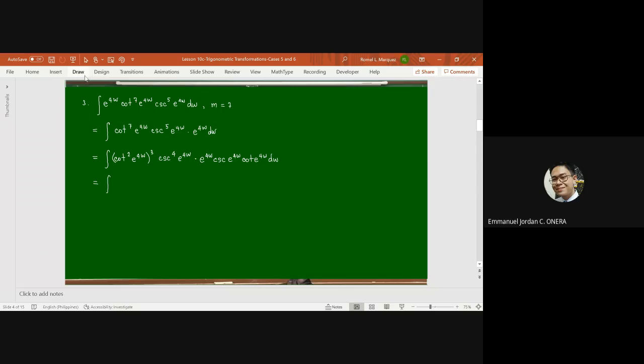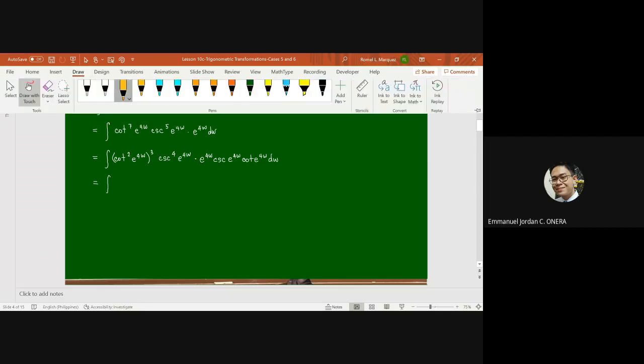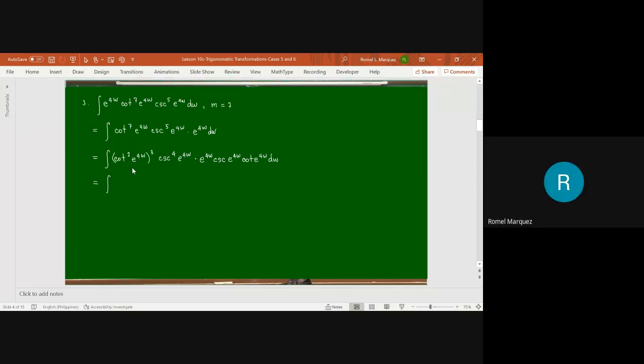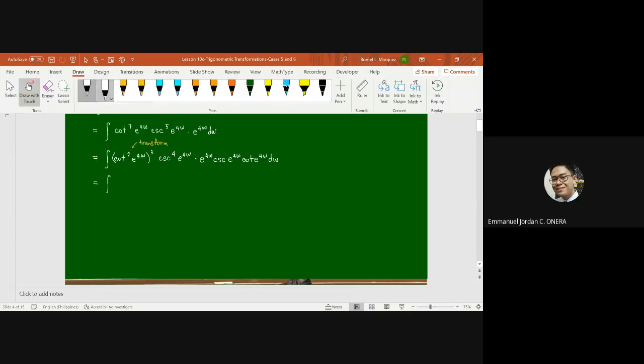Okay, what is to be transformed? The cotangent squared e to the 4w. So cotangent is squared. That is read as squared, not square. Okay? Cotangent is squared. So that is equal to what? So this is to be transformed.